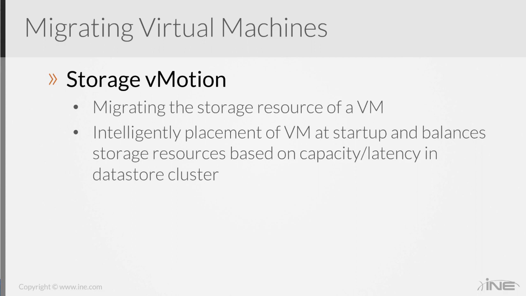So in summary, using Storage vMotion, we are migrating the storage resources for a VM from one storage system to another. We are doing this whilst at the same time leaving the compute and memory resources intact. So with vMotion, we would move the compute and memory resources. With Storage vMotion, we are moving the storage resources for that VM.